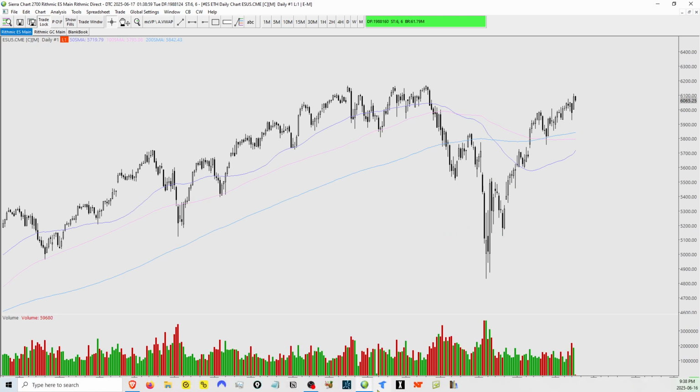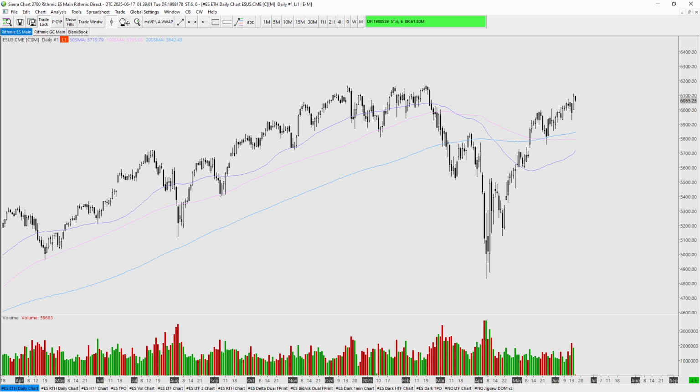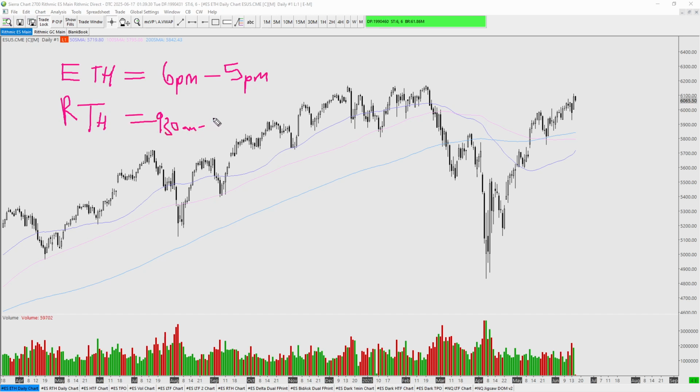Okay, so I usually like to start with a higher time frame. I have two types of higher time frame I use, the ETH and the RTH. The ETH being 6 p.m. to 5 p.m. the next day, and the RTH being 9:30 a.m. to 4 p.m.